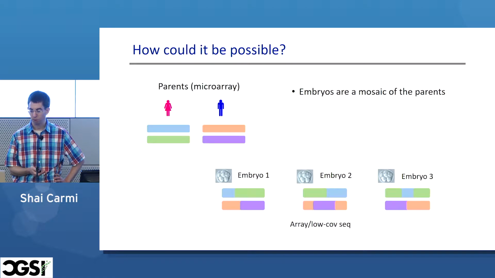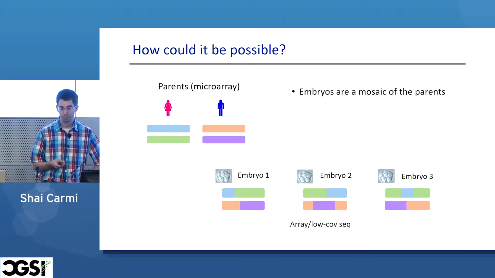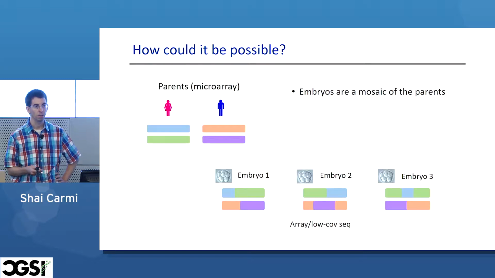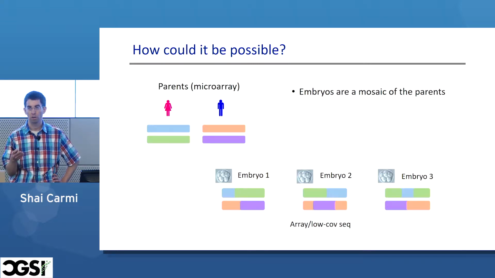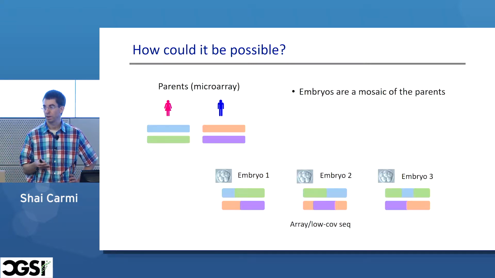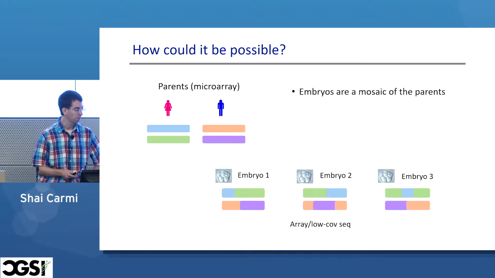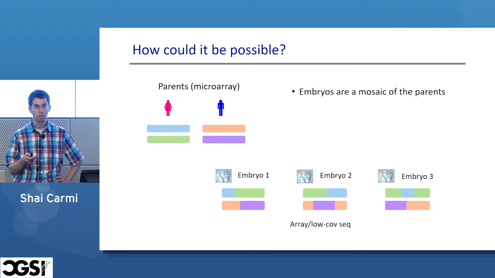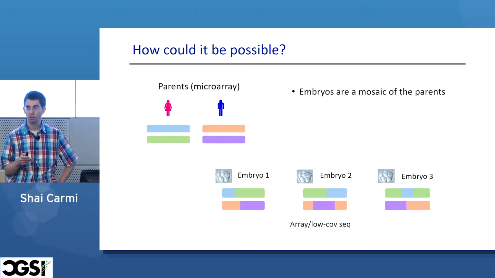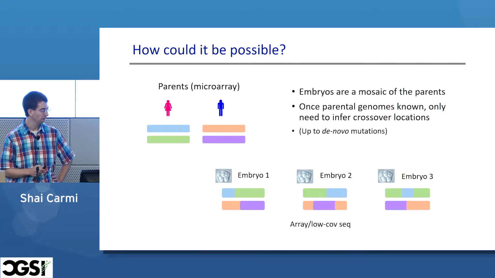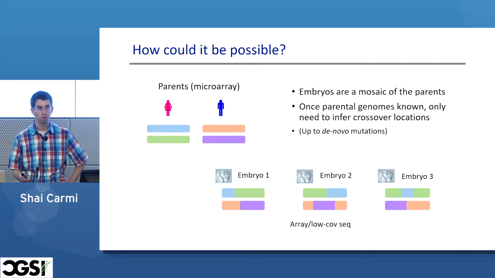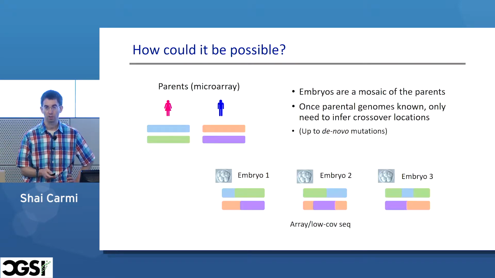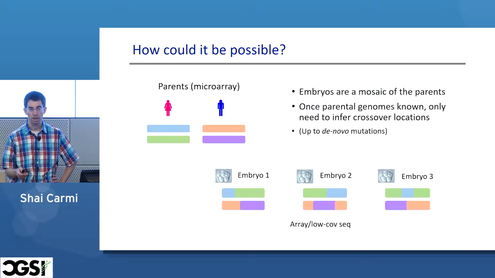So how is it possible to achieve all of these? The intuition behind it is that if you think about it, the embryos are essentially just mosaics of the parents. So the parents are adults. We can genotype them from blood or saliva, and to high accuracy. And then to genotype the embryos, all we need to do is just determine where crossovers are. So as you can see here, obviously this will not cover de novo mutations, but otherwise we can get really good coverage of the genomes of the embryos, even when we're genotyping them on a sparse array or low coverage sequencing.